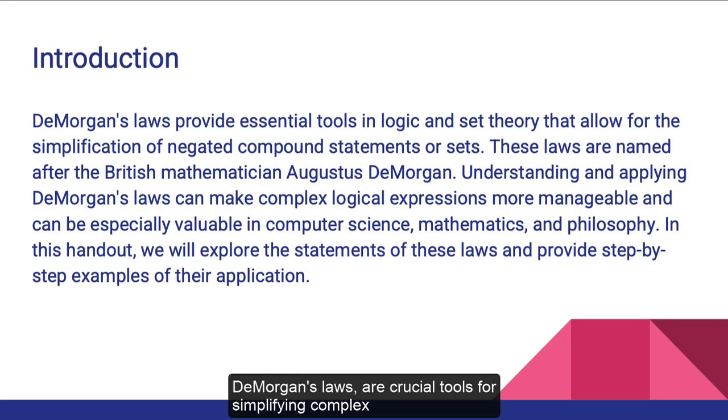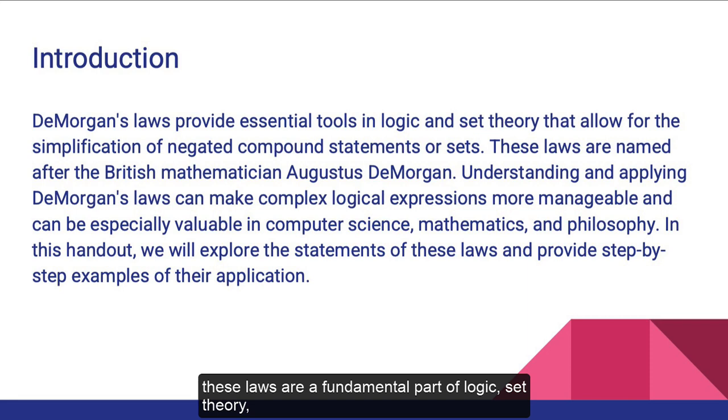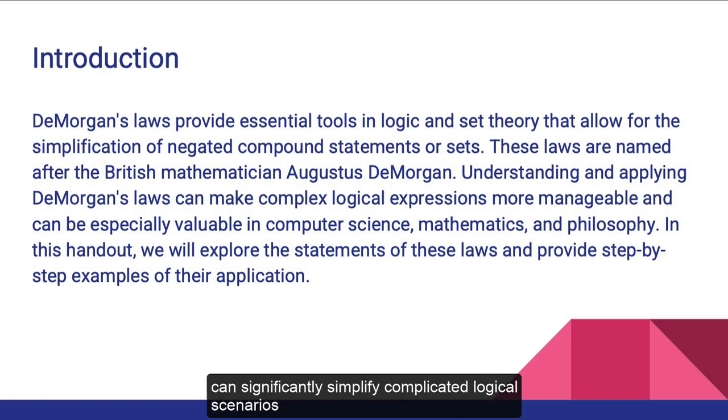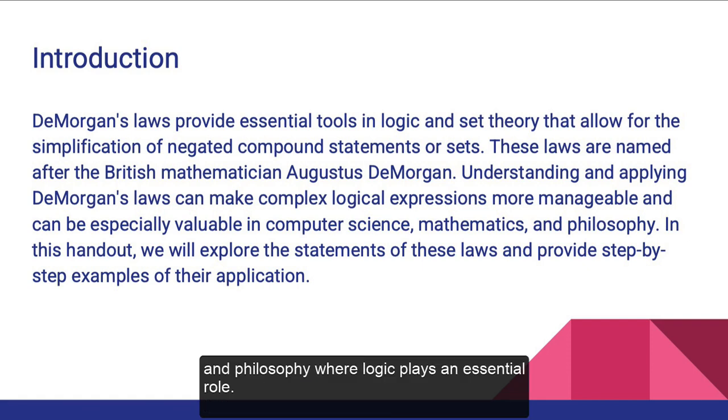De Morgan's laws are crucial tools for simplifying complex logical expressions or sets that contain negations. Named after British mathematician Augustus De Morgan, these laws are a fundamental part of logic, set theory, and several other disciplines. Understanding De Morgan's laws can significantly simplify complicated logical scenarios by transforming them into more manageable expressions. This is especially useful in fields like computer science, mathematics, and philosophy where logic plays an essential role.